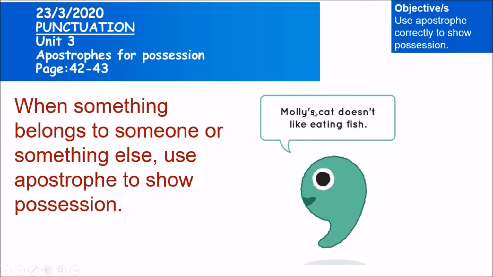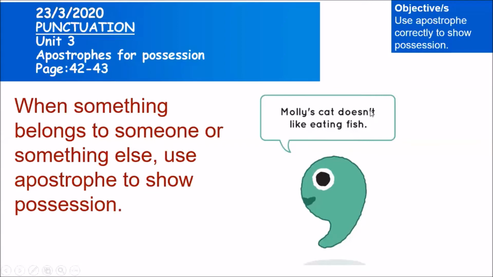So here, Molly's cat. The apostrophe was used to show that the cat is owned by Molly. So Molly is a person. She is the owner of the cat. So we write Molly's cat instead of writing Molly owns a cat or Molly has a cat. We simply write Molly's cat. Apostrophe S here shows that Molly is the owner of the cat.